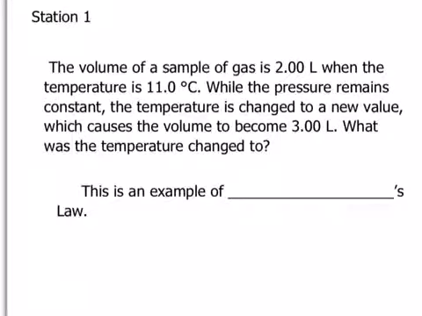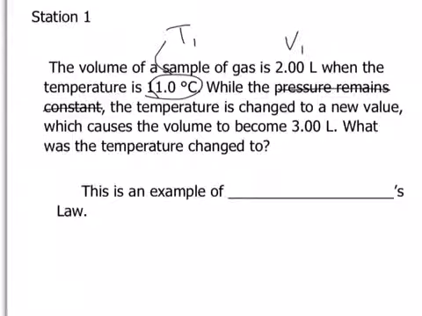Okay, so for this problem, the first thing it says is the volume of a sample of gas is 2 liters. So this is going to be my V1, when the temperature is 11 degrees C. This right here is T1. While the pressure remains constant, so we do not need to worry about pressure, we're not going to change anything with pressure.